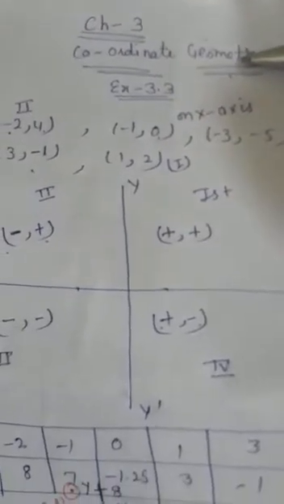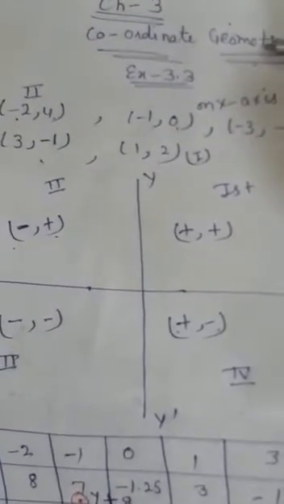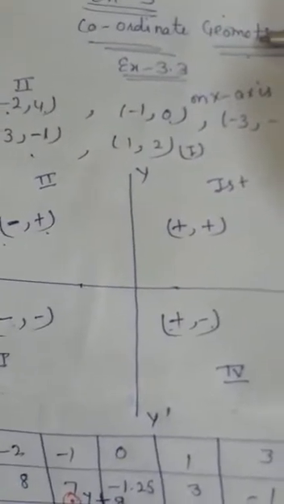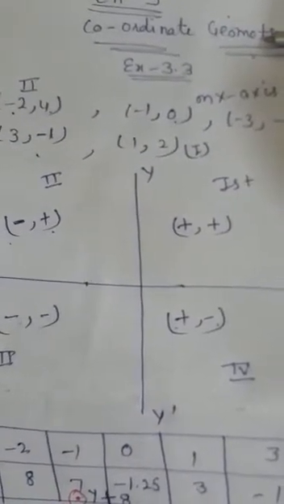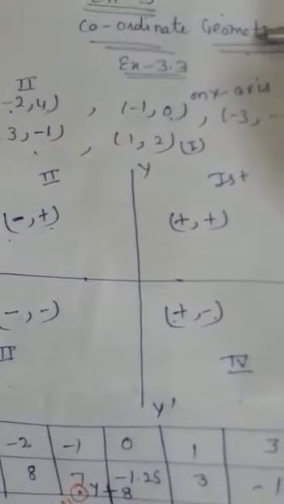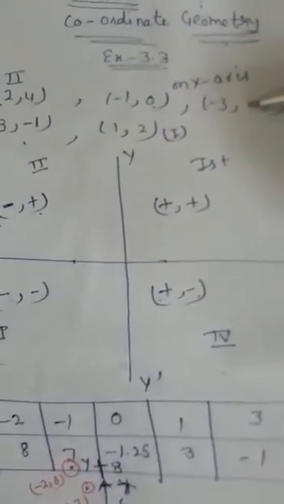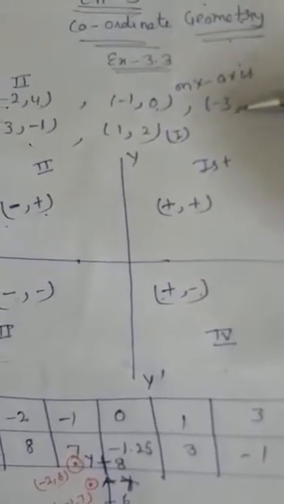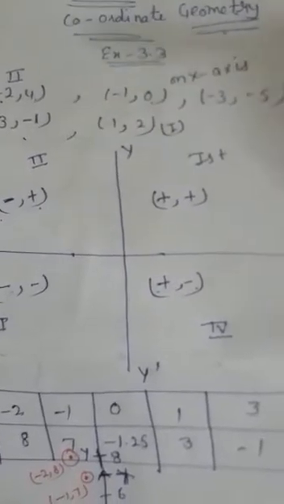About this chapter, all the introduction I have given you in the previous video, and exercise 3.1, 3.2 also I have sent you in the form of PDF. So today we will start with exercise 3.3. In this exercise, in the first question, you are given some points and you have to tell in which quadrant or on which axis these points are lying.